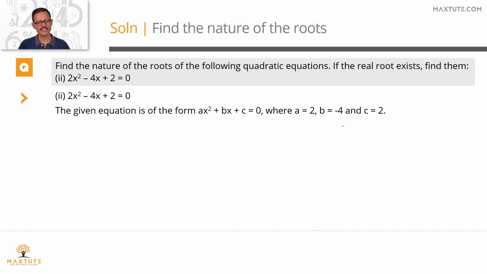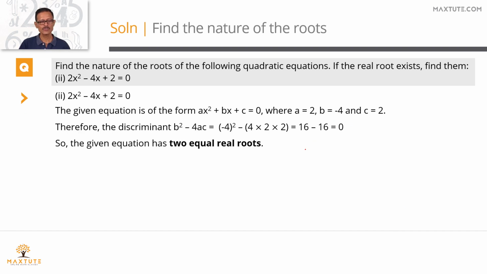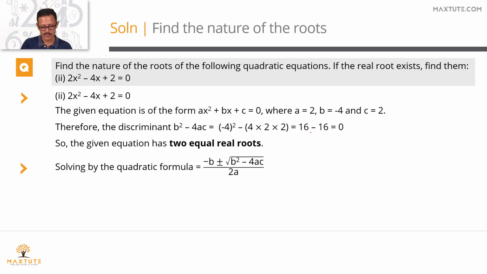We're finding out B square minus 4AC, which ended up being 0. So, let's compute the roots. The roots are computed using this formula: minus B, which is minus of minus 4, plus or minus square root of B square minus 4AC, which we anyway found out to be 0, divided by 2A. A is equal to 2, so 2 times 2.